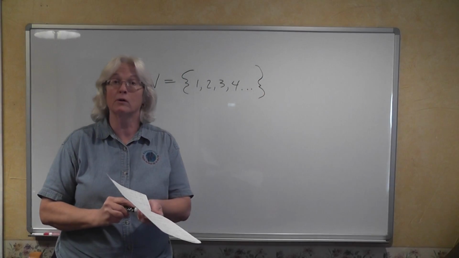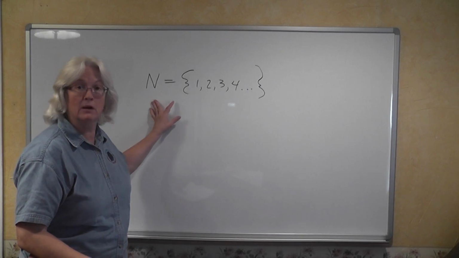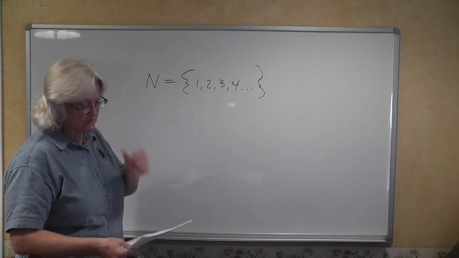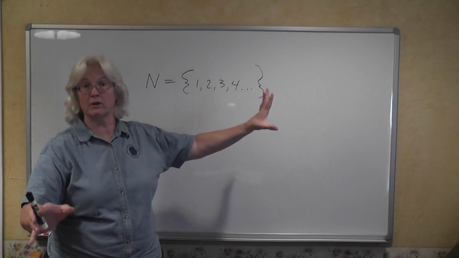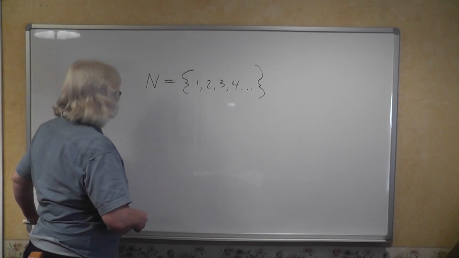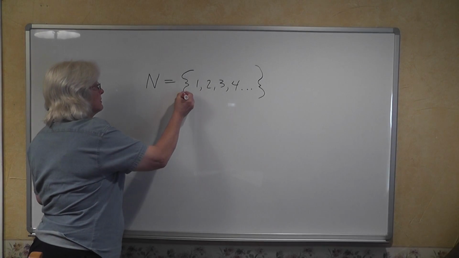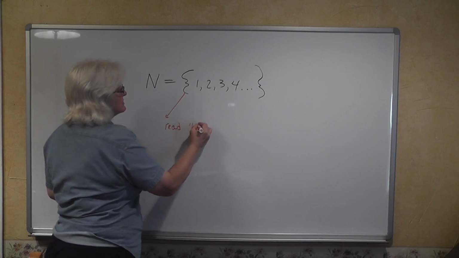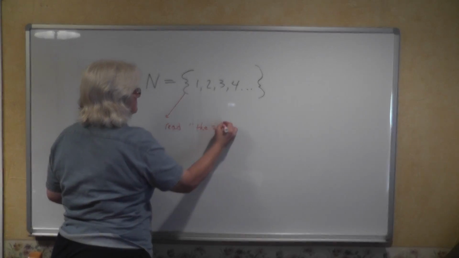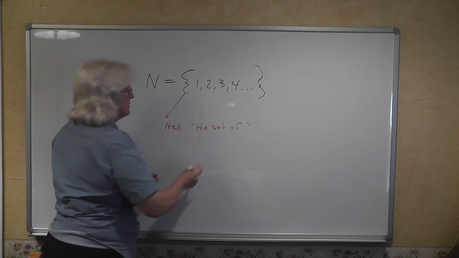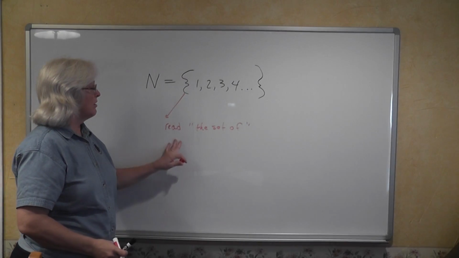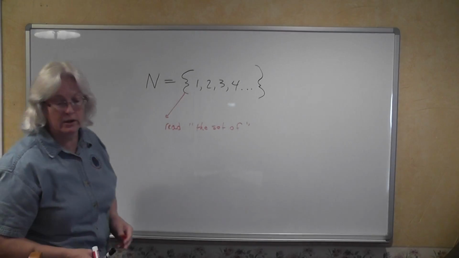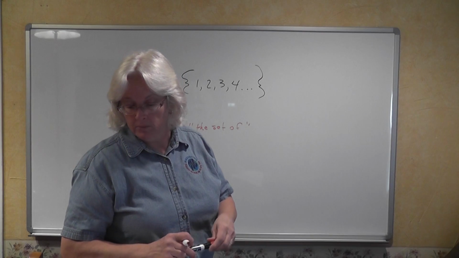Like I said, our sets are always going to be indicated with a capital letter. Here we know that the N means the natural numbers. These braces here, that I've already told you I just can't draw very well, are called set braces, and it's read "the set of." So the natural numbers are the set containing the elements 1, 2, 3, and 4.